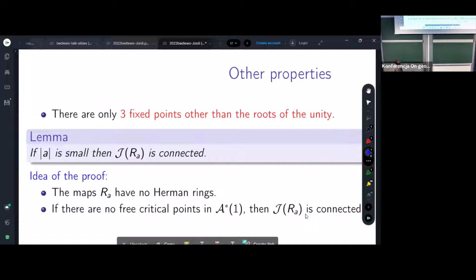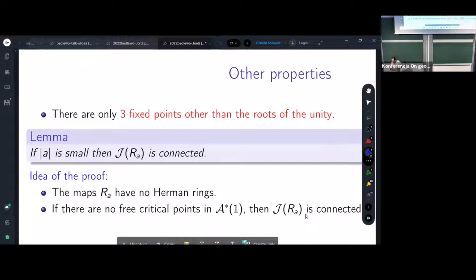Another important feature of this family is that we can study, more or less easily, the connectivity of the Julia set. There is a characterization. I'm putting here a simplified version, which is what I need, but you do get an easy characterization of when the dynamics is connected. The first reason is that you can prove that there are no Herman rings. So there is a small trick.